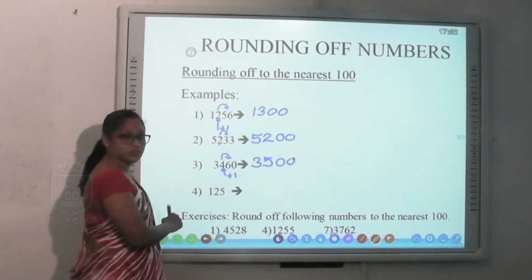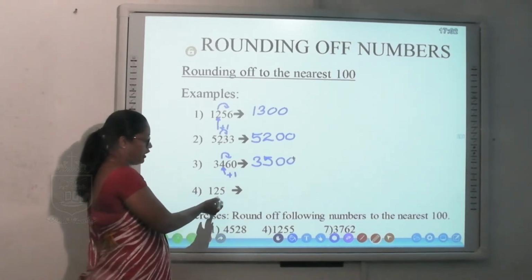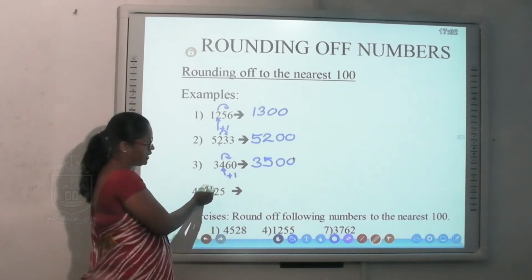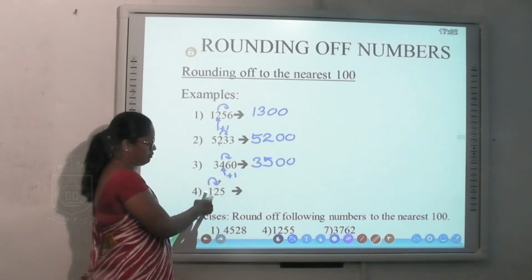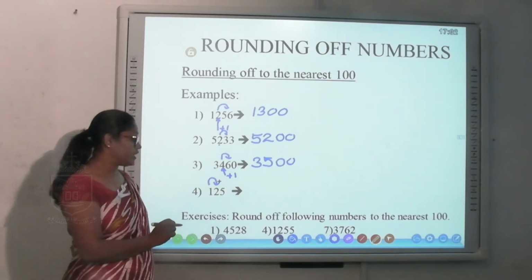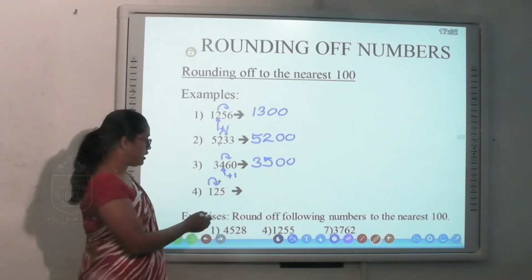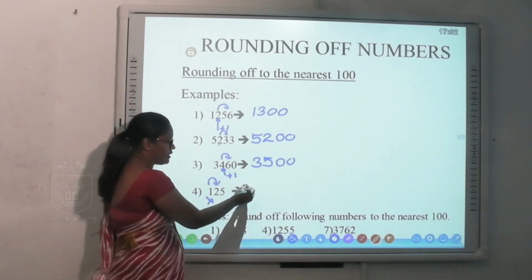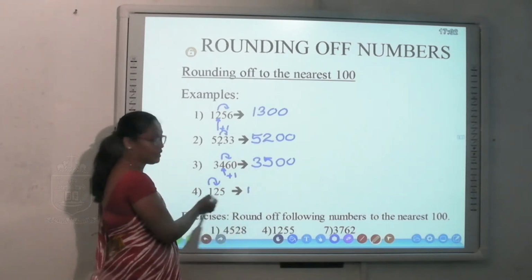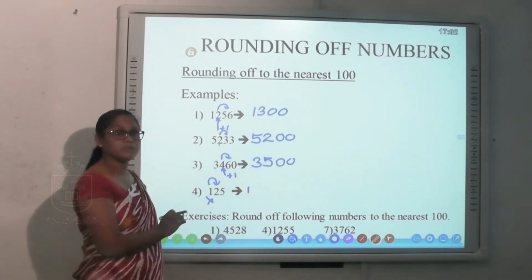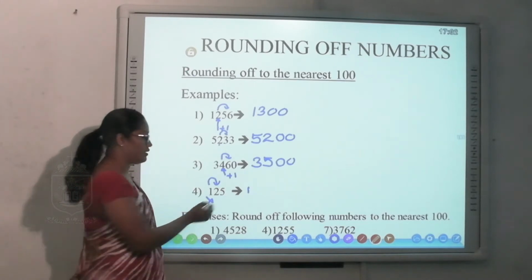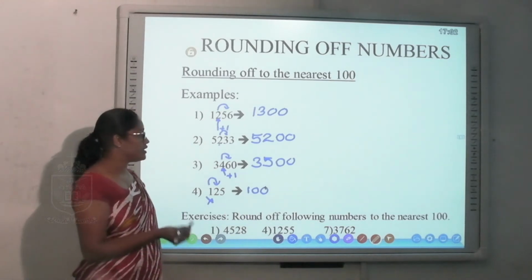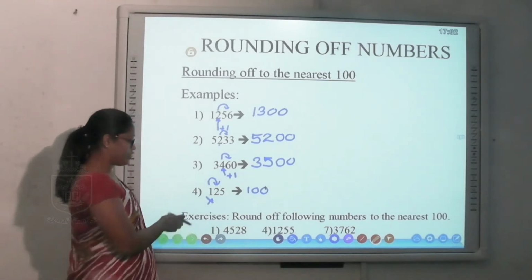Now we'll look at the last question here. You have to find out the 100th place. So you need 10 and this is the 100th place, and then look at the 10th place. Now you can see that place contains a number which is less than 5. So therefore we don't add any number to the 100th place. So the 100th place contains 1. What about the 10th place and unit place? They become 0, because we are rounding off to the nearest 100. So this is the way you have to follow. I think the procedure is very easy for you. So we will move on.